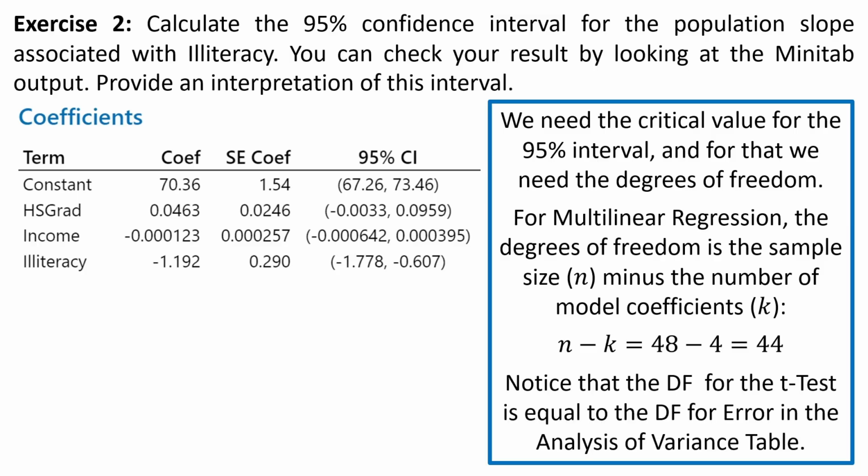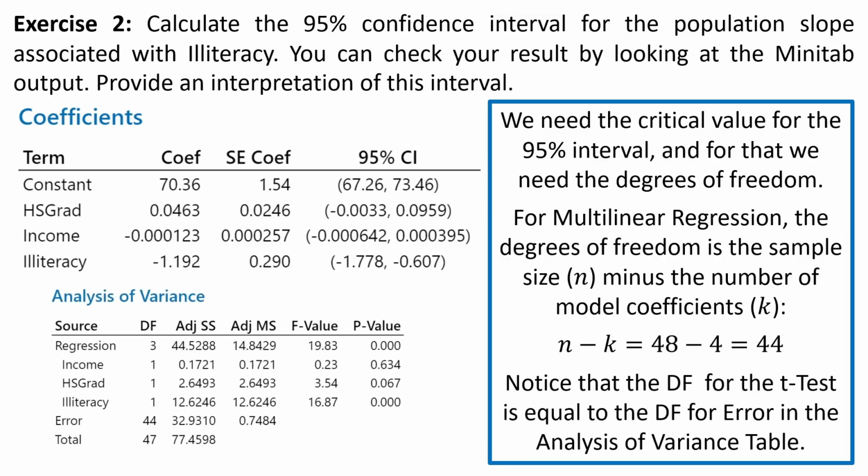And I just want to point out, too, that if you look at the analysis of variance table, you will notice that the degrees of freedom for the error term is also 44. Did I say 48? I meant to say 44. So the degrees of freedom is 44, and you can see that's the same as the error degrees of freedom, and that's always going to be the case. So now there's 2 ways you can figure out the necessary degrees of freedom.